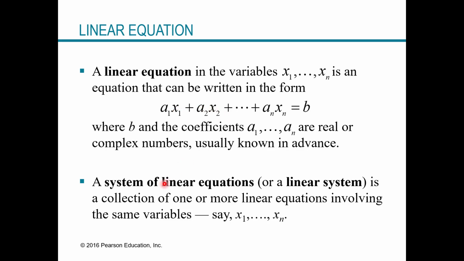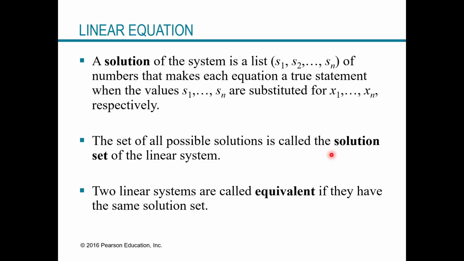One of the things to remember with linear equations is that the variables are always to the first power. Now a system of linear equations, which you can also call a linear system, is just a collection of one or more linear equations that involve the same variables. When you're working with a linear system, you're ultimately looking for a solution. A solution to the system is a list of numbers that make each of the statements true when you sub them into your variables.